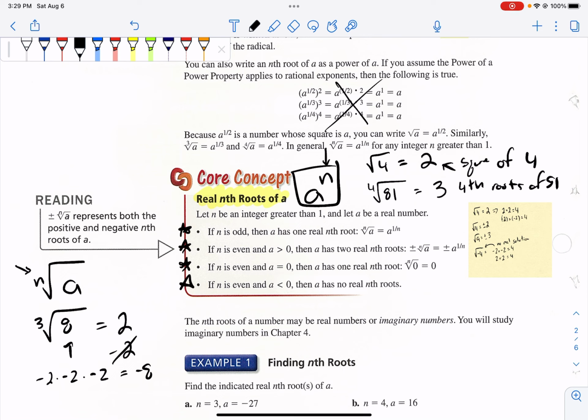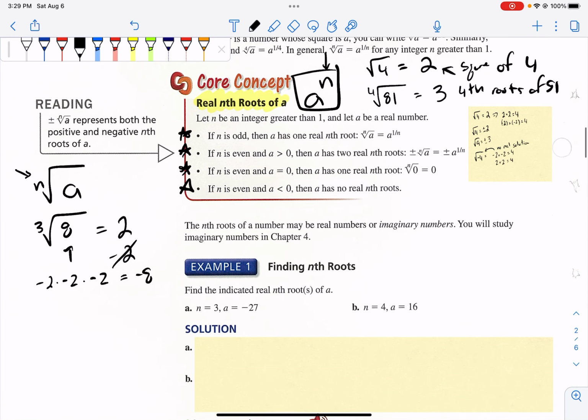So if the number on the outside is an odd number, you only have the positive answer. The negative answer would be true too for the cube root of negative 8, because negative 2 times negative 2 times negative 2 is negative 8. But I can't do regular 2 because 2 times 2 times 2 is positive 8. So it doesn't matter what's on the inside. If the outside is odd, there's only one answer, okay?